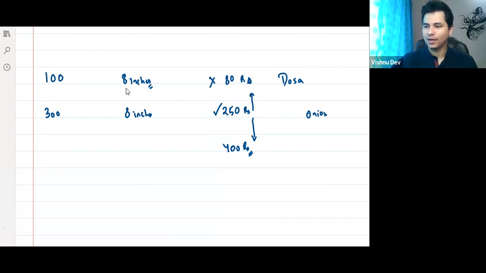So I can say the price of any commodity is not fixed. That's the first thing. Second, it is relative. We always compare. There's no absolute price.